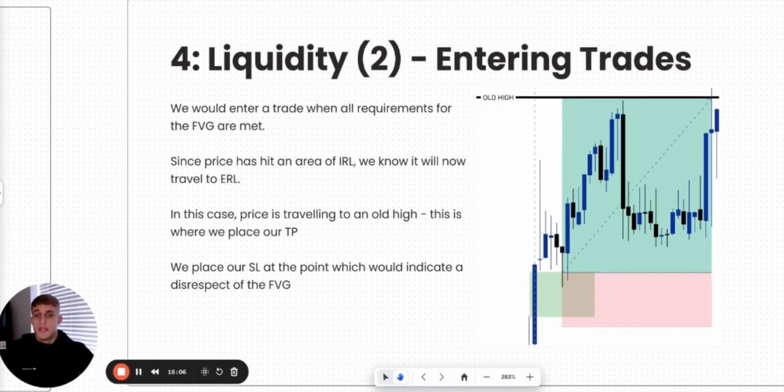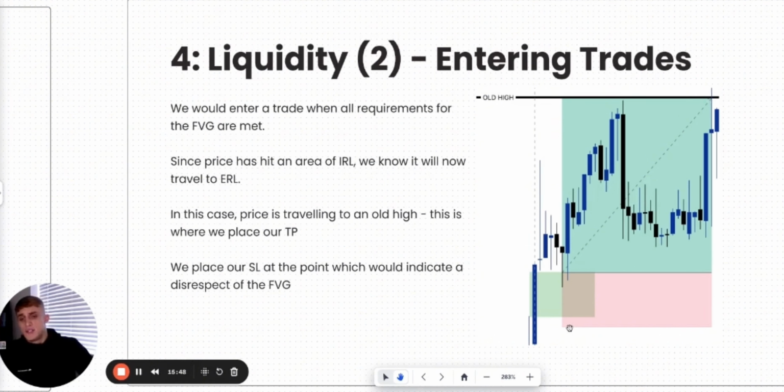So the question is, how do we use this to actually enter trades? So in this example, got a fair value gap and all the requirements have been met that we've just spoken about. So it's in the bottom half because it's bullish. It's not been revisited before. It lines up with all support and resistance levels. We know that price here has just hit an internal range of liquidity. So therefore, it's going to be striving towards an external range of liquidity, so an old high and an old low, as I've marked out here. That's where we take profit, because we think that price is going to continue the bullish push and travel towards this old high as it has.